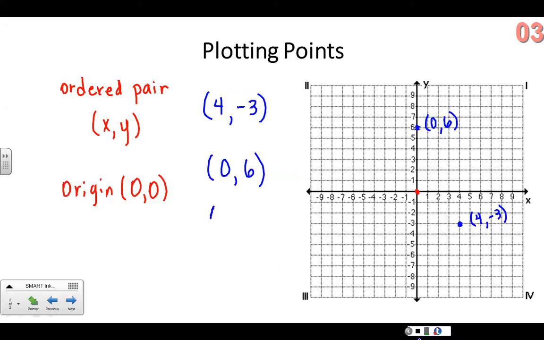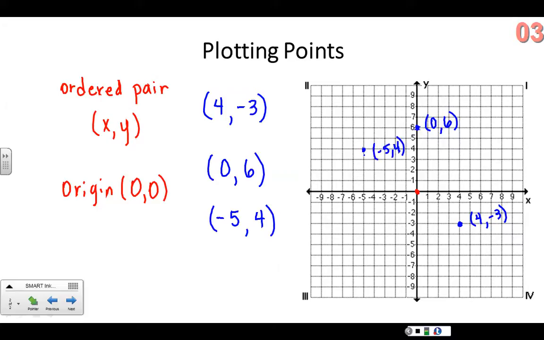Try another one. Let's say I wanted to have -5, 4. Since the first number is your x and it's negative, we're going to go to the left 5 and then up 4. So there's the point -5, 4.